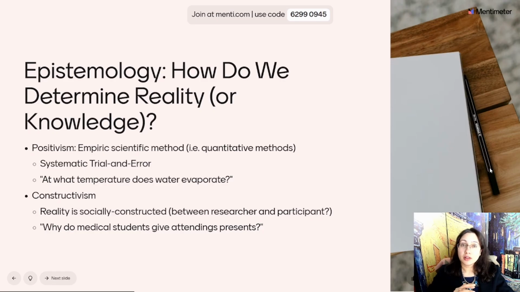On the flip side, qualitative research may often use something like constructivism, where reality is socially constructed between the researcher and the participants or the researcher and the data. And that it's that back and forth through which you're going to develop an understanding of the phenomenon at hand, you're going to develop an understanding of your research question's answer. For example, consider the question, why do medical students give attendings presents? If I wanted to answer that question, I may take 20 medical students and ask them a series of questions. And in the conversation, in the back and forth, that's how we're going to create an understanding of the answer to this question.